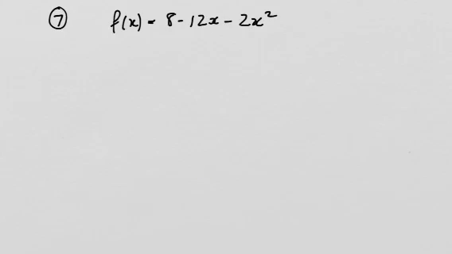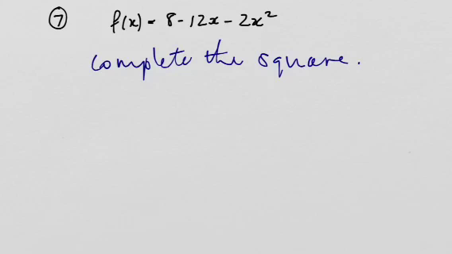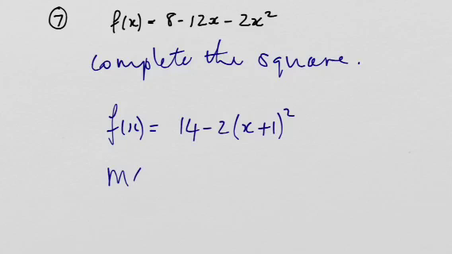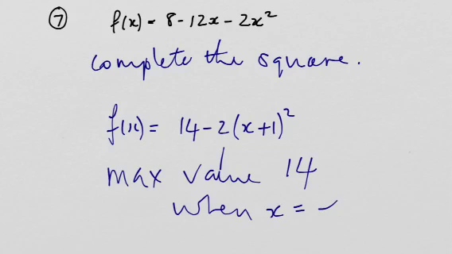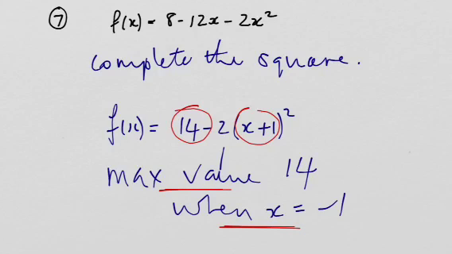Number 7, maximum and minimum. This is really just a complete the square question. It's just a fancy way of asking you to complete the square. Okay, so let's say we complete the square and we end up with something which looks like 14 take away 2 bracket x add 1 all squared. Then the maximum value would be 14, and it happens when x equals -1. Okay, don't forget to write down these answers. If it asks specifically for the maximum value, make sure you write it and when it happens. Not like what people did last week.